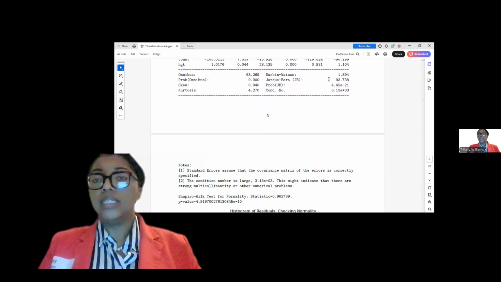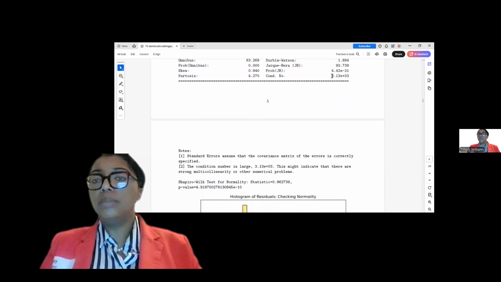So the Durbin-Watson number is between 0 and 4, 2 meaning there's no autocorrelation, and this is a little less than 2, but still kind of close. So this shows just a little positive autocorrelation. The conditional number is used to check for multicollinearity. It's over 30, so that means that there is going to be some multicollinearity here.